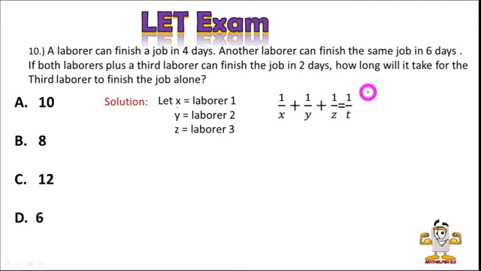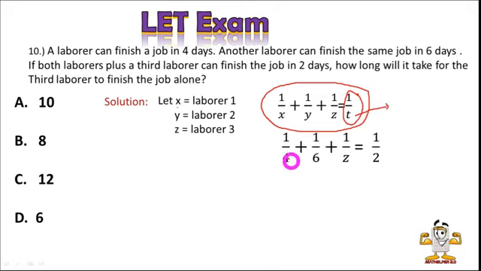So meron po tayong formula sa work problem. So ganito po yung formula for work problem. So lagi nyo lang tandaan. So yung 1 over x sa laborer 1 plus 1 over y sa laborer 2 at saka plus 1 over z for laborer 3. So kung lahat sila magtutulungan, ito po yung matatapos nila. Yung oras po, yung time for them to finish the job.